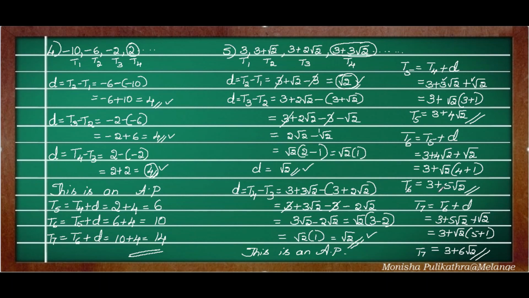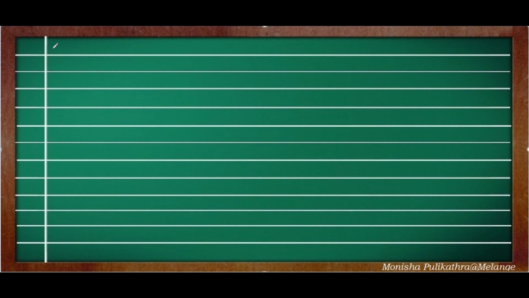So first we need to find out the common difference, so that if the common difference turns out to be constant, then the given sequence is in AP. If it is in AP, then you need to find out the next three terms. If the common difference varies, then you have to stop the problem as it is. So moving on to the sixth problem of this section.